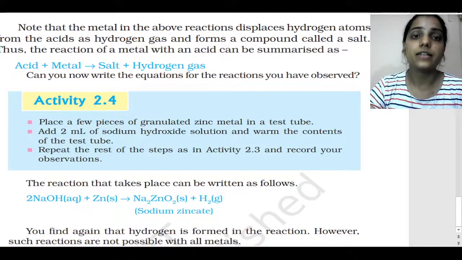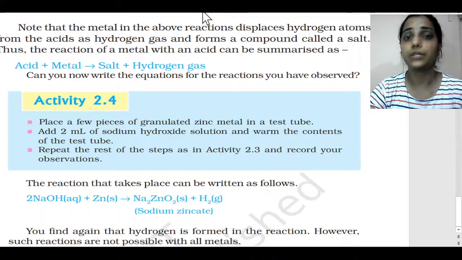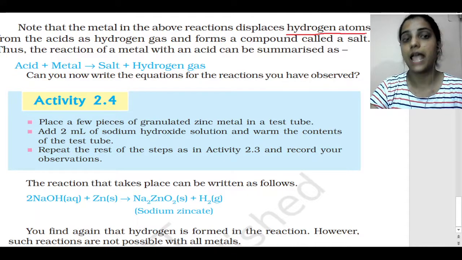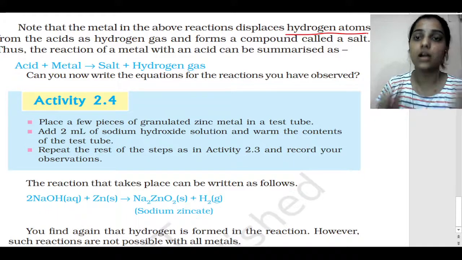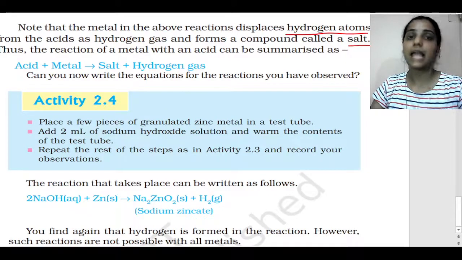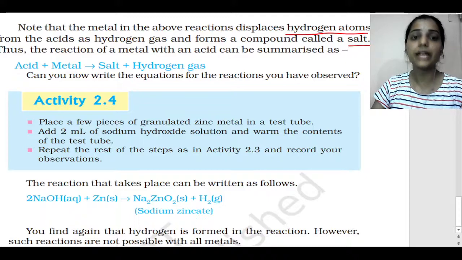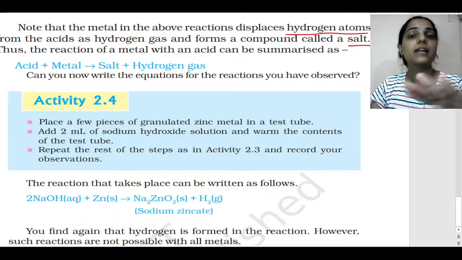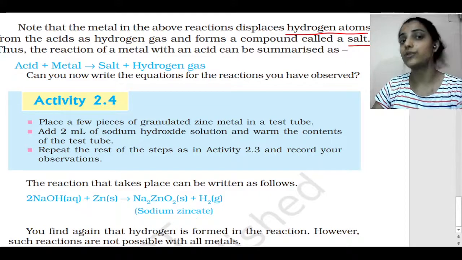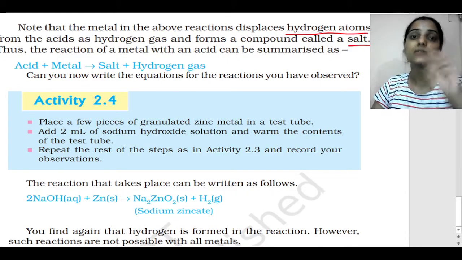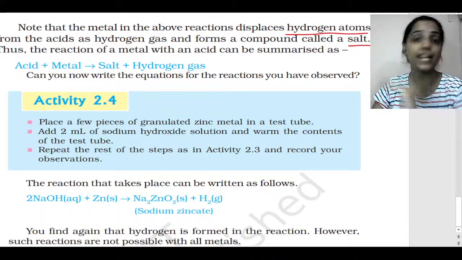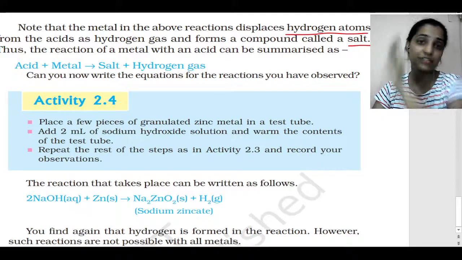Now there is the main point here. Note that the metal in the above reaction displaces the hydrogen atoms from the acid as hydrogen gas, and forms a compound called salt. So basically, when dilute sulfuric acid and zinc are mixed, zinc displaces the hydrogen from the sulfuric acid, because zinc is more reactive, isn't it? When zinc displaces hydrogen from sulfuric acid, we get ZnSO4, zinc sulfate, in the product and hydrogen gas.